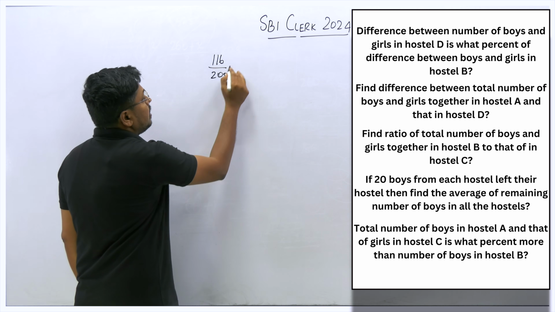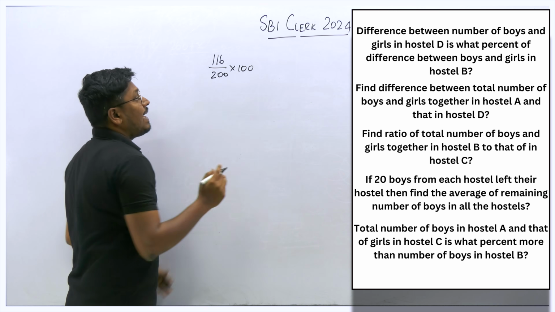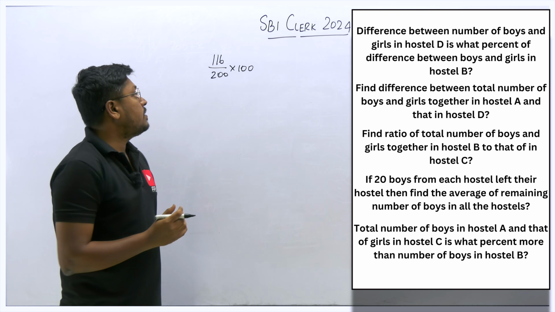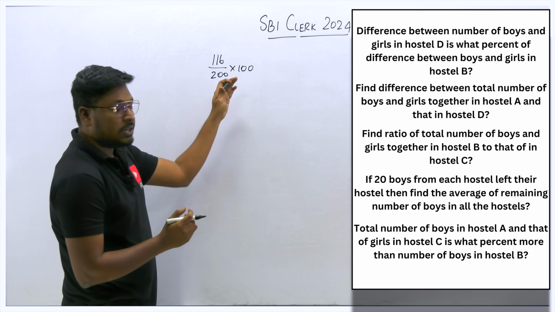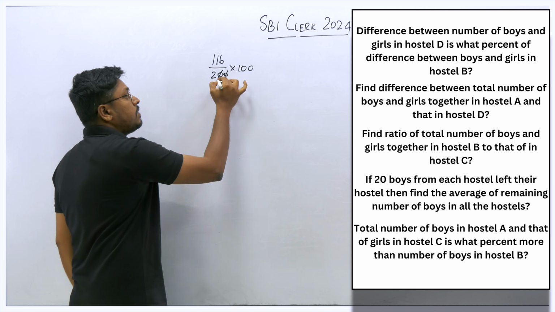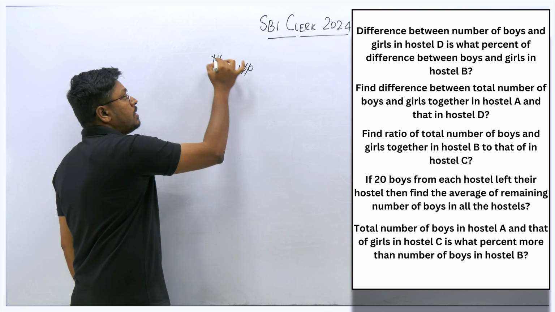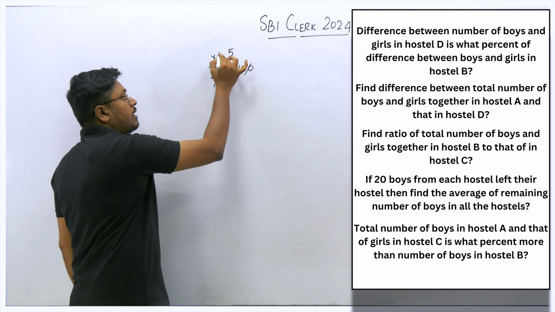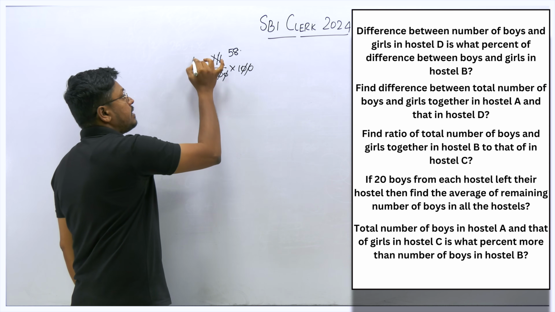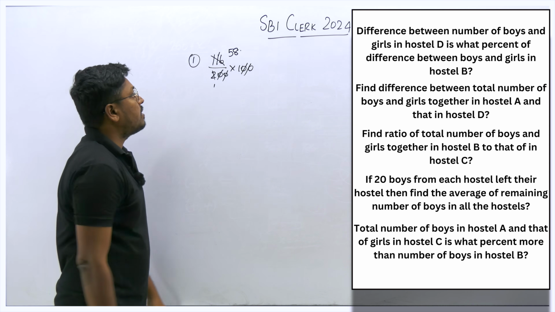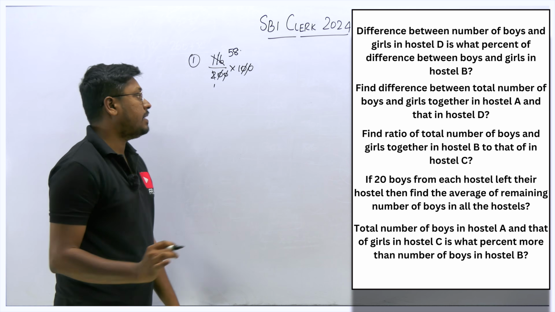So 200 into 100, because we need to find X is what percentage of Y. So 116 by 200 into 100. So we can cancel the 0s here. So 1 twos are 2. So this will be 5 twos are 10. Remaining will be 1, 8 twos are 16. So the answer for this question will be 58%.